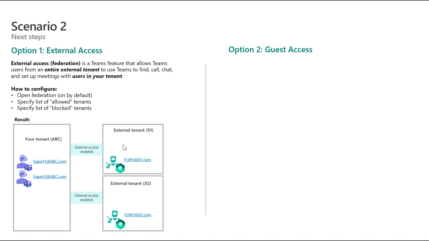Well, there are 3 ways. The first way is through Open Federation, which is on by default. This just means that you're saying, hey, I am enabling other tenants who want to enable access with me to be able to do so. Or your tenant can specify a list of allowed tenants, and anyone who's not on that list will not be able to communicate with you, and vice versa with blocked tenants.